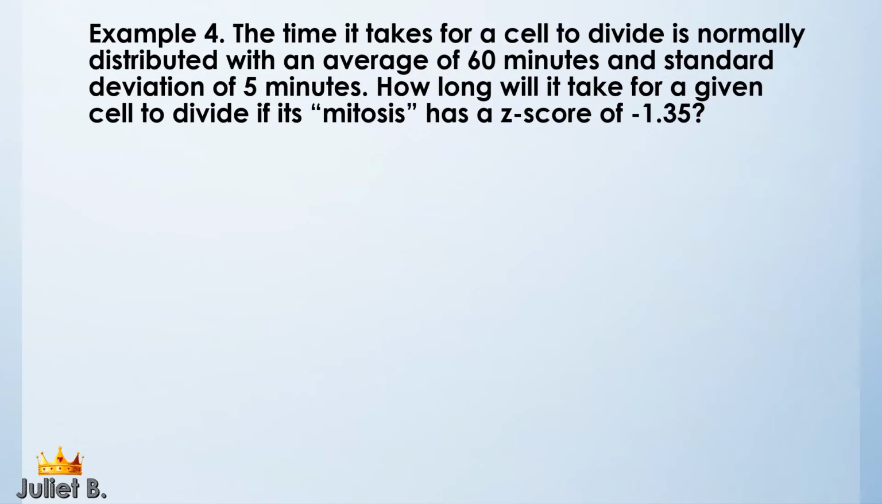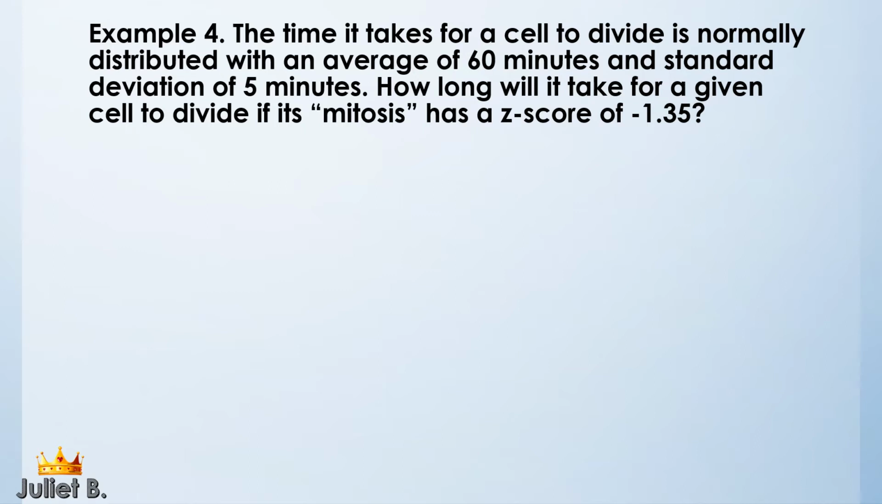Example number 4. The time it takes for a cell to divide is normally distributed with an average of 60 minutes and standard deviation of 5 minutes. How long will it take for a given cell to divide if its mitosis has a z-score of negative 1.35?